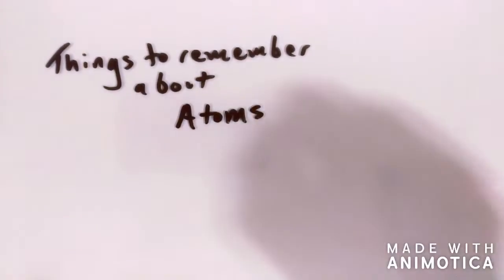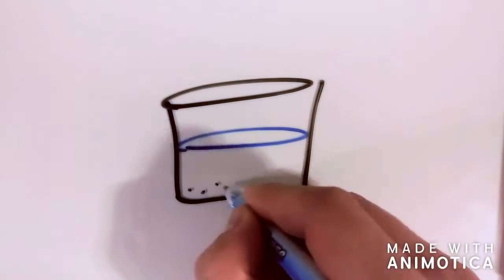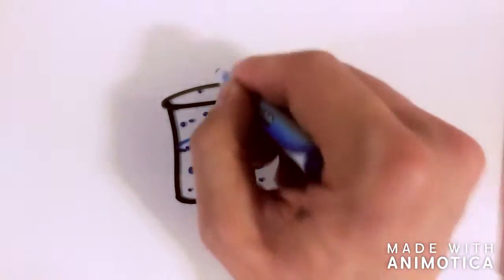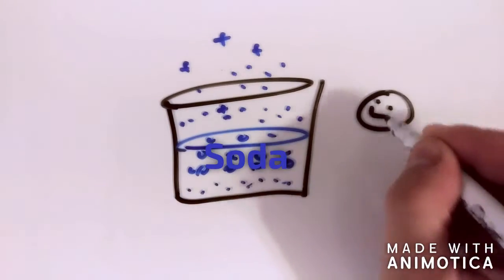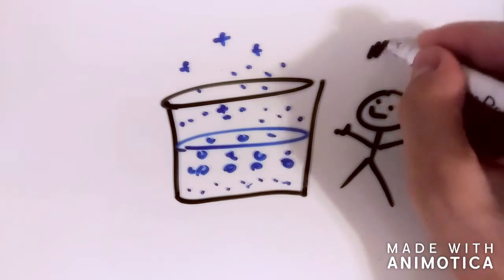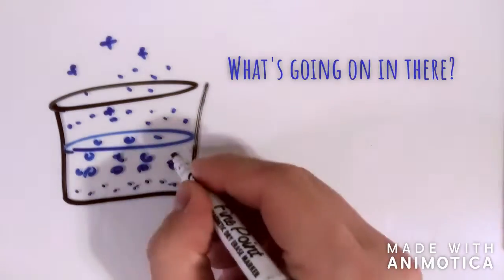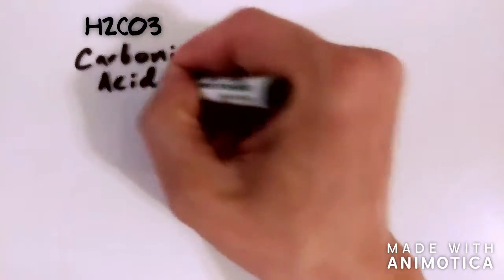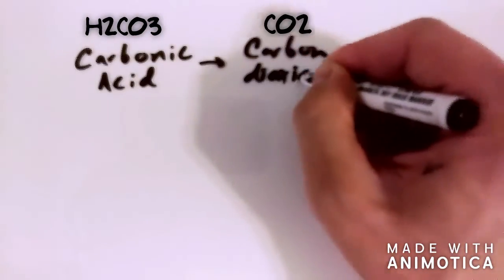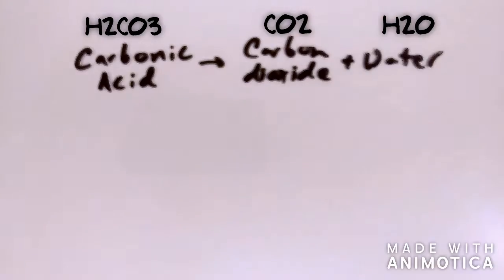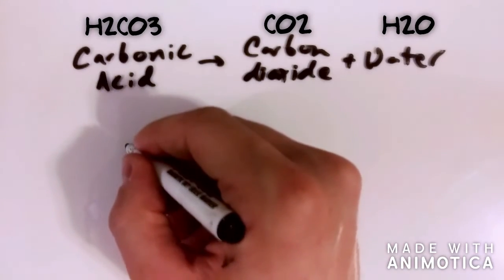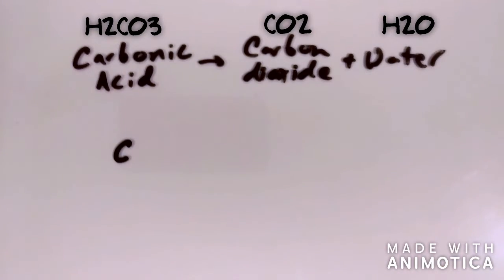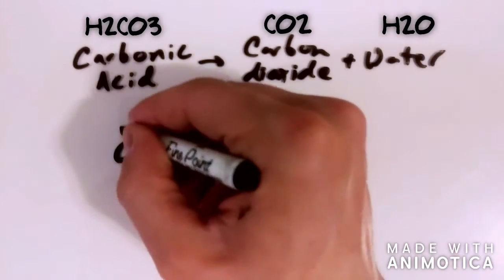So let's imagine a scenario. Imagine that we have a glass of soda water. Here's our nice soda water, maybe it's Sprite or Coca-Cola or some delicious drink. And we want to know what's going on in there. Well, if I told you that in soda, carbonic acid is reacting to form carbon dioxide and water, you might wonder, well, what is that supposed to mean? Well, let me go ahead and sketch it out for you here.